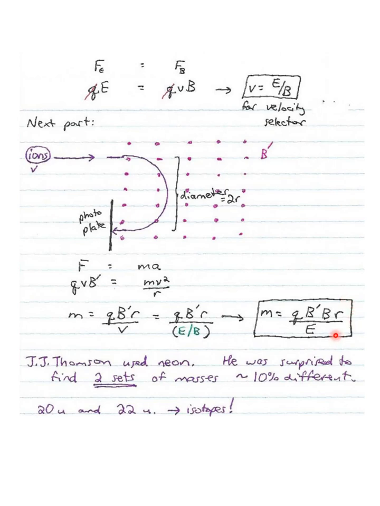Now, when this was originally done, it was a scientist named J.J. Thomson. He used it to find the mass of neon. And he was surprised to find that there were two impressions on the photographic plate. There were two sets of masses that were 10% different from each other. He was expecting only to find one mass for neon. Well, what he then discovered was isotopes, that neon has one form of it with 20 atomic mass units, the other is 22 atomic mass units. So this led to the discovery of isotopes.